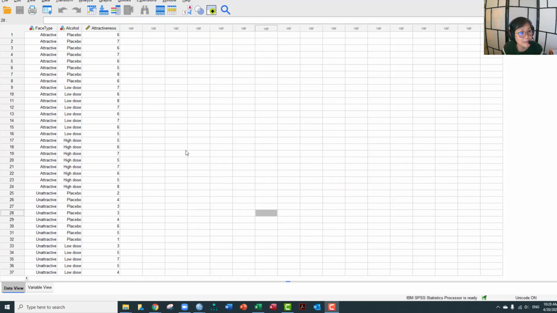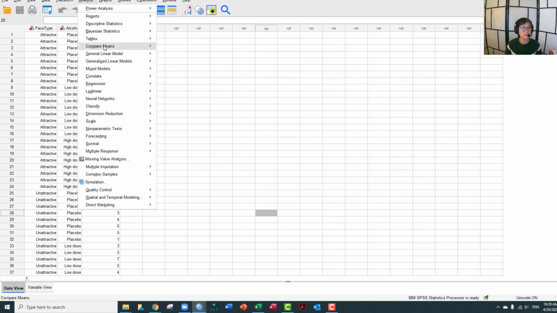All right. SPSS here. Face type has two levels, attractive and unattractive. And then alcohol consumption: placebo, which is no alcohol, low dose, and high dose. Then their ratings of attractiveness, which is the dependent variable. So go to Analyze.